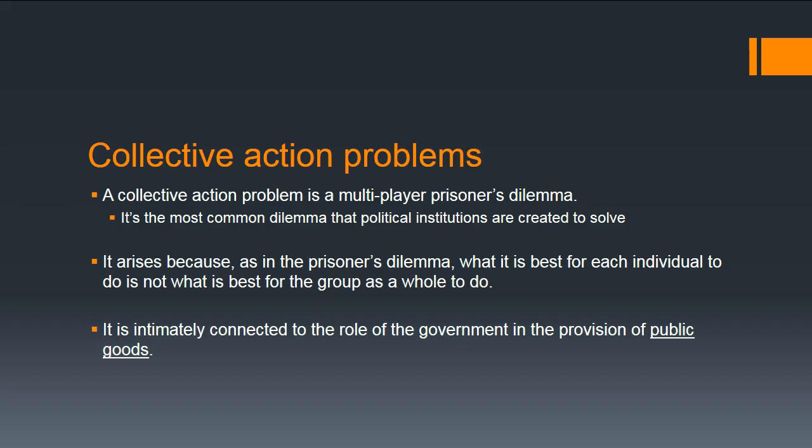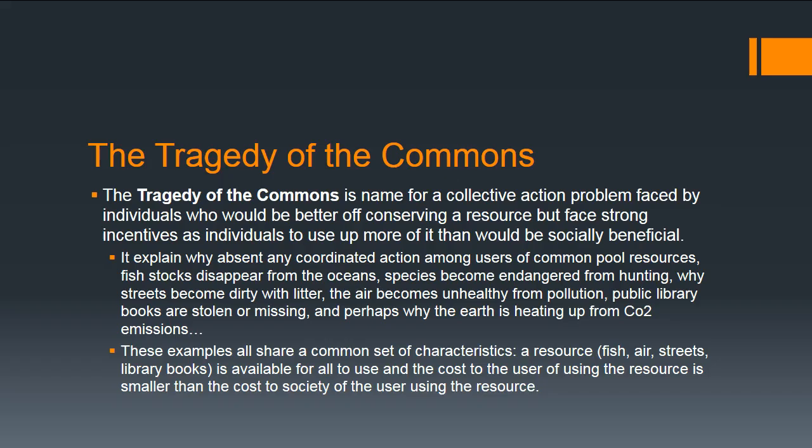So the tragedy of the commons. The tragedy of the commons is the name for a collective action problem faced by individuals who would be better off conserving a resource. So this is about natural resources, particularly the exhaustible kind of natural resources. So we're not talking about sunlight so much, but we are talking about things that are renewable but exhaustible. So think of fishing stocks or grass or even to some extent oxygen.